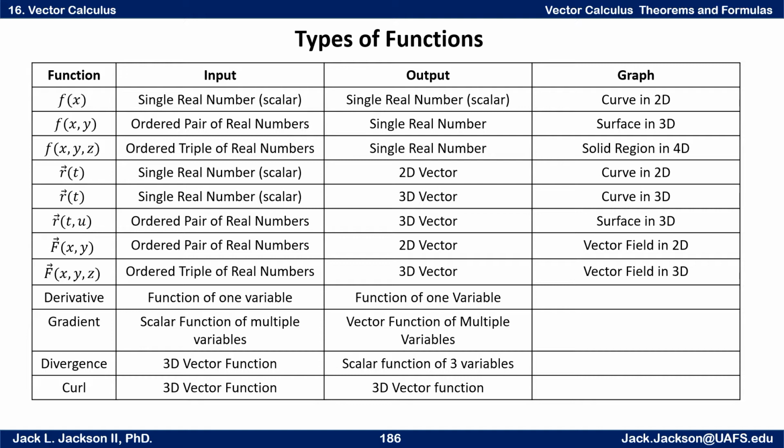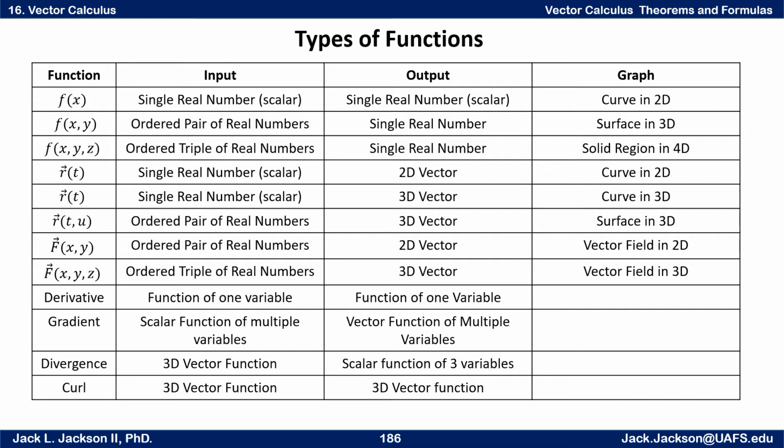We studied f of x, y. The input was an ordered pair of real numbers and the output was a single real number. That graph was a surface in 3 dimensions. Or we could do f of x, y, z. That would be an ordered triple of real numbers for input, and the output was a single real number. That's a solid region. In 4D it would be a graph, which we don't usually graph.